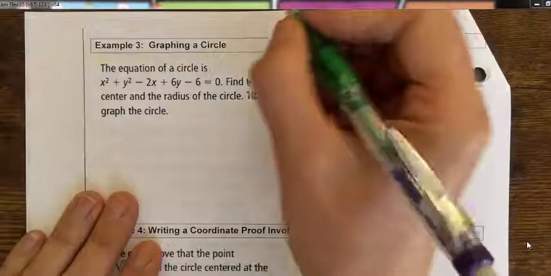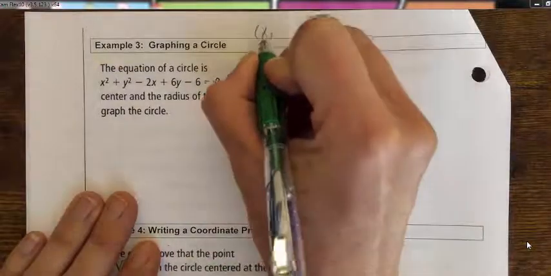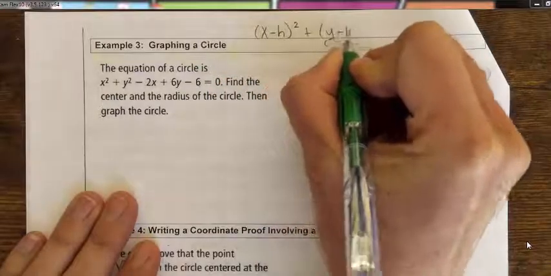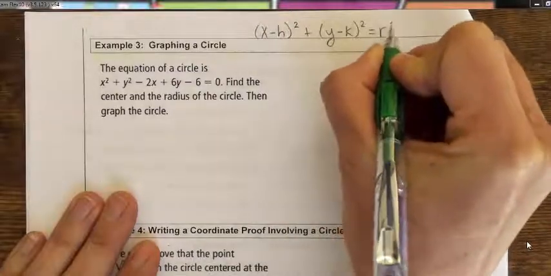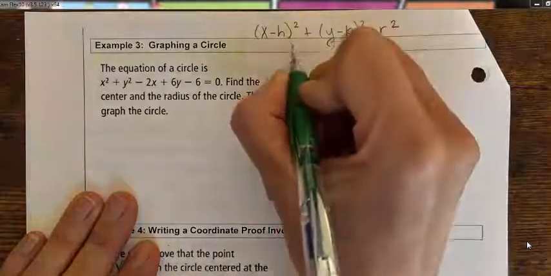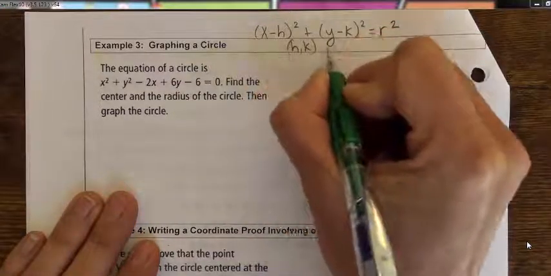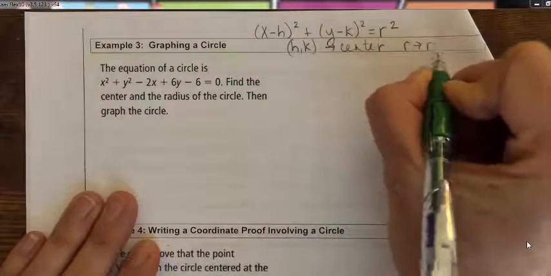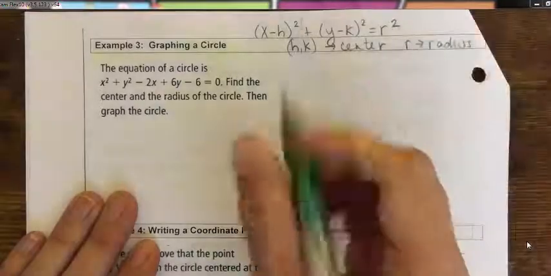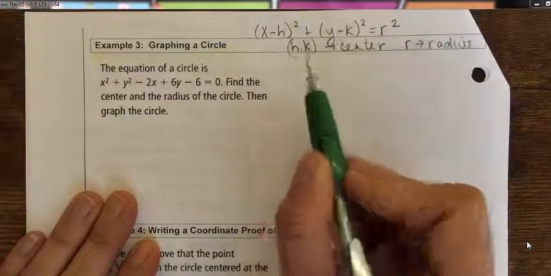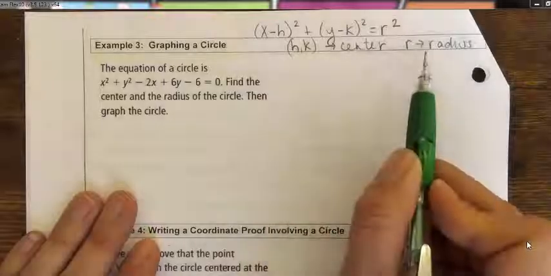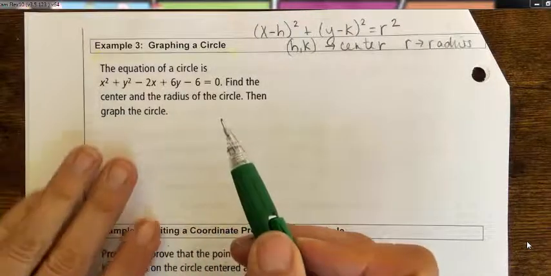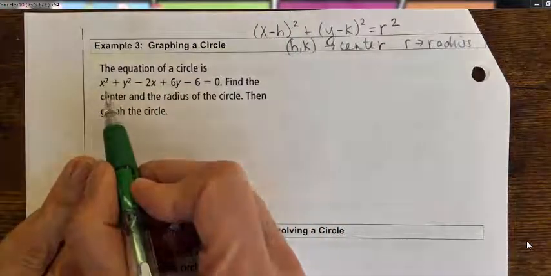Well, remember from our last lesson that the standard equation of a circle is (x minus h) squared plus (y minus k) squared equals r squared, where (h, k) is the center and r is the radius. So if we can get it into this form, it's going to be really easy to figure out the center and the radius and then be able to graph it. All right, well, before we can do that, we're going to have to do some completing the square.